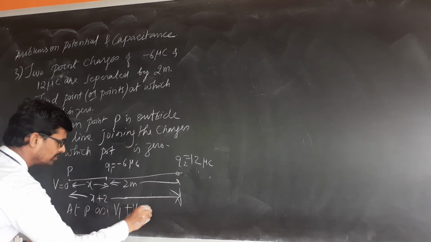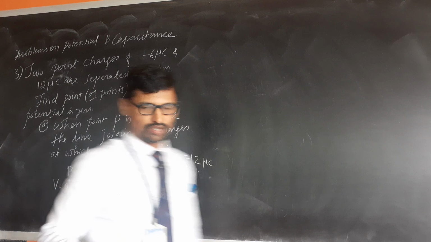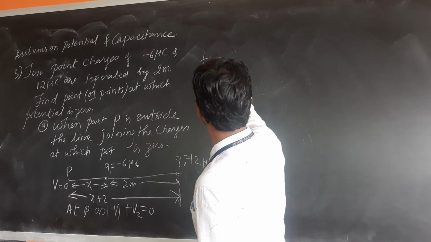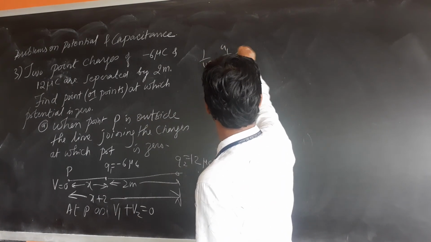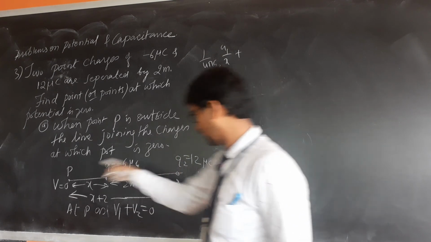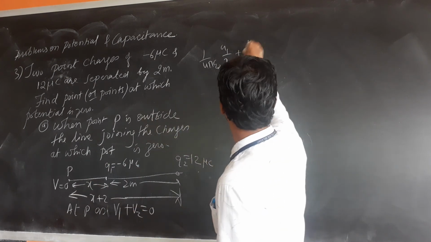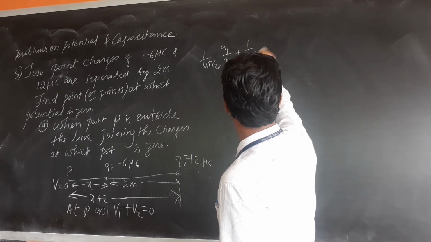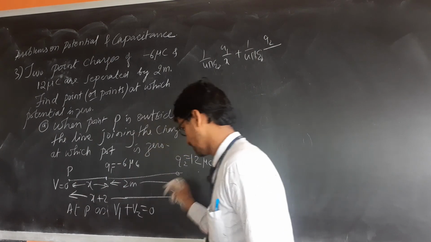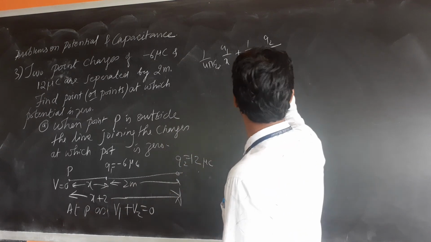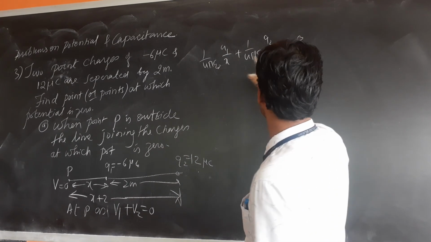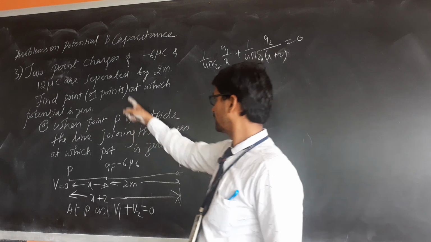V1 plus V2 is equal to 0. How to write V1? V1 is 1 by 4 pi epsilon naught Q1 by x. And the potential at that point due to Q2 is 1 by 4 pi epsilon naught Q2 upon distance x plus 2. The algebraic sum of potentials should be 0 because they want 0 potential.